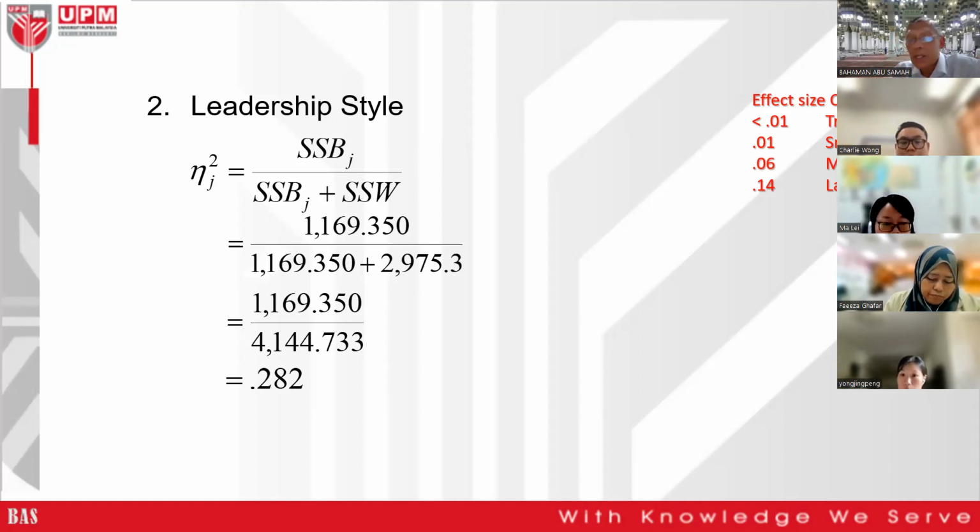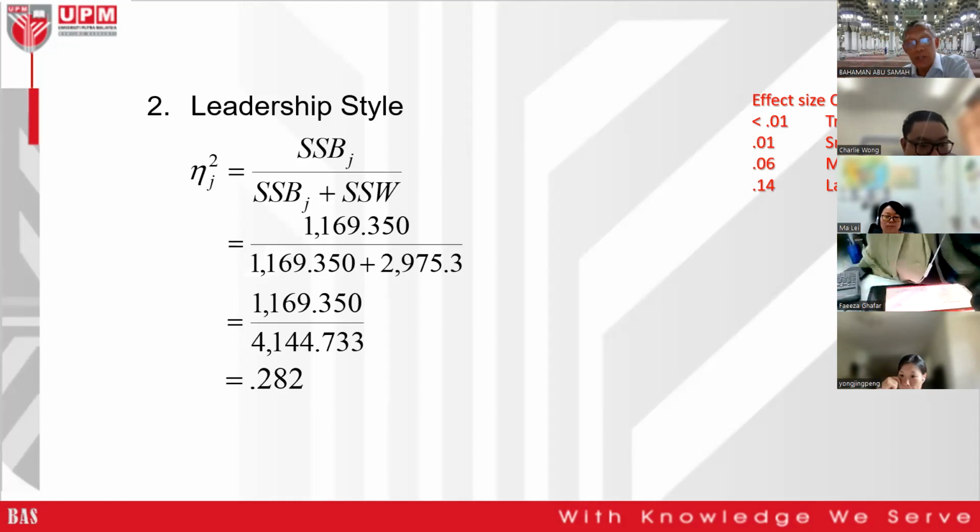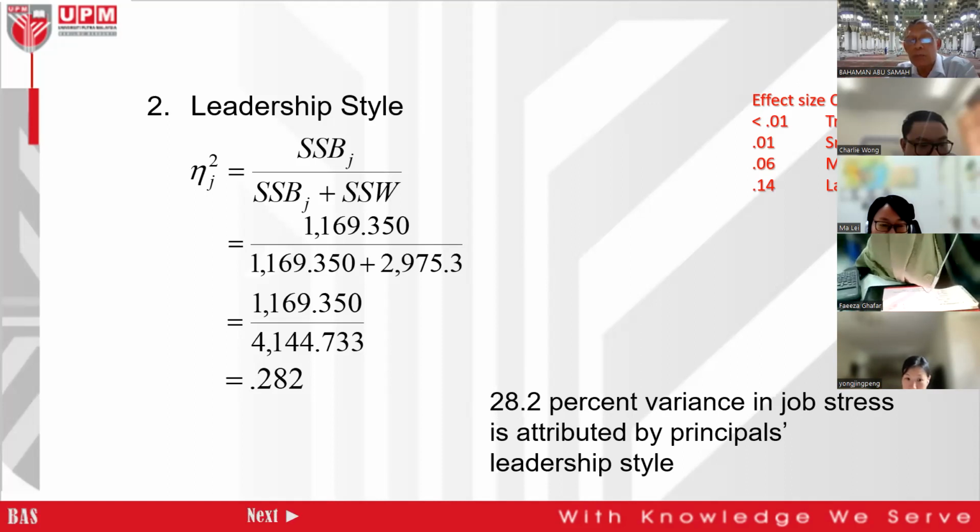Higher. What we are saying here, still in terms of size, is that we consider it large, but this one is comparatively larger than gender, when we compare among autocratic, democratic, and laissez-faire principal leadership styles. The size of the difference is even larger compared to gender. If we explain in terms of percentage, then we say 28.2% variance in teachers' job stress is attributed to principal leadership style. And if we compare, this seems to be higher, right?